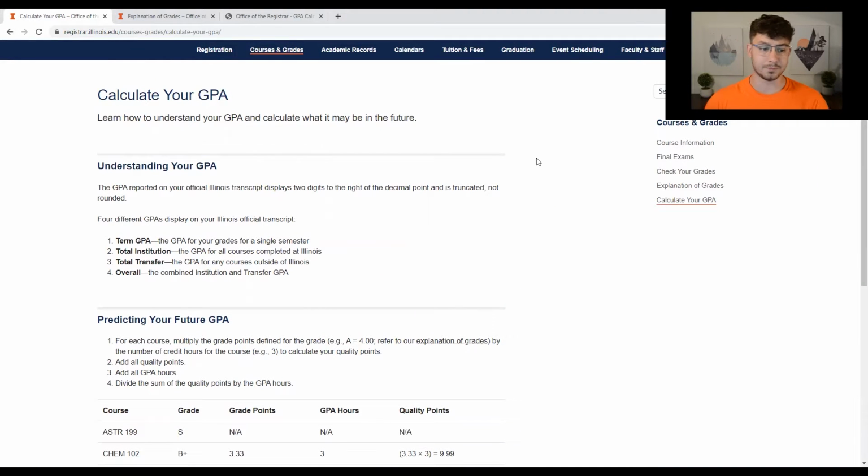It will be truncated. And on your official transcript, it displays 4 different GPAs: term GPA, total institution, total transfer, and your overall GPA. Your total institution is your GPA for the courses that you've completed at the University of Illinois. Your total transfer is for courses taken outside, and your overall is a combination of those 2 GPAs. So it's extremely important to understand the distinction between those, because some GPA requirements are based solely on your University of Illinois GPA and not your overall GPA. If you have any questions or confusion about that, definitely consult with your academic advisor.